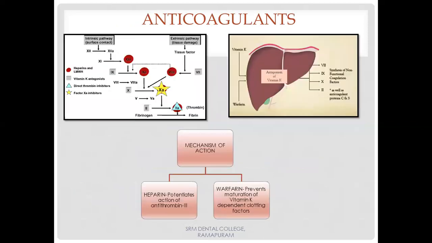Basically, we should know about the coagulation cascade because these drugs act directly on the factors which help in the formation of clot. The basic mechanism of action of heparin is that it potentiates the action of antithrombin 3, and warfarin prevents the maturation of vitamin K dependent clotting factors, which are formed in the liver. Ultimately, the conversion of fibrinogen to fibrin is minimized so that clot formation is negated.